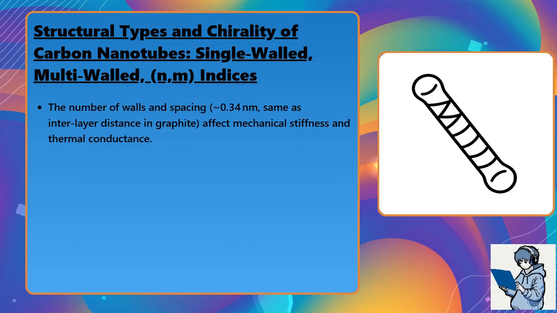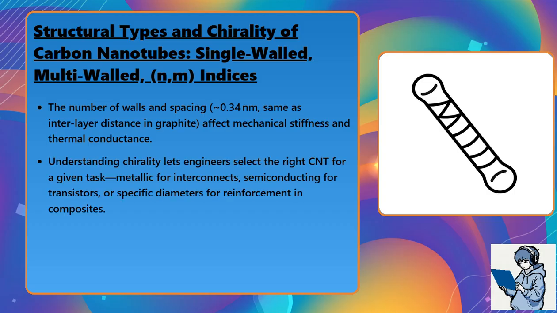The number of walls and spacing, approximately 0.34 nanometers, same as interlayer distance in graphite, affect mechanical stiffness and thermal conductance. Understanding chirality lets engineers select the right CNT for a given task: metallic for interconnects, semiconducting for transistors, or specific diameters for reinforcement in composites.